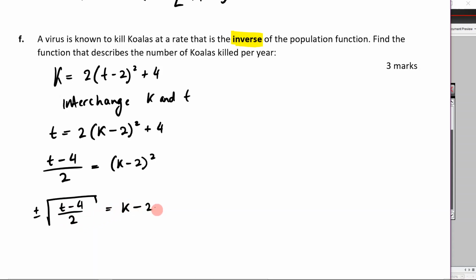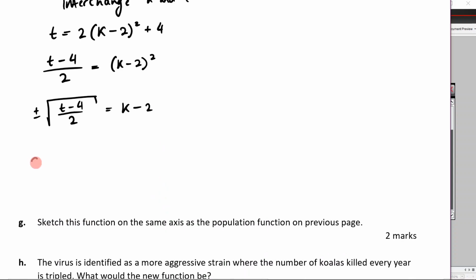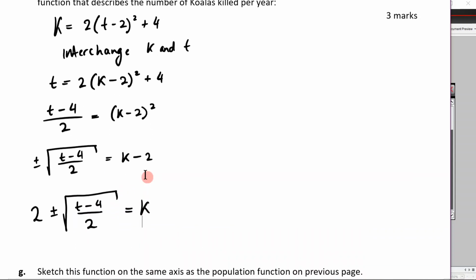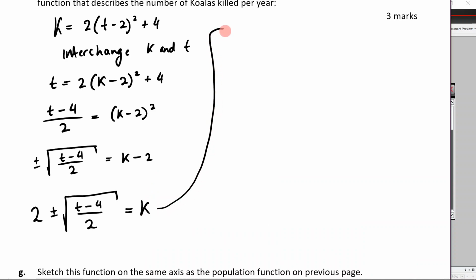Now I'm going to plus 2 to both sides, so I'm going to end up with 2 plus or minus the square root of (t minus 4) over 2 is equal to k. Now I'm just going to rewrite this. So I've got k over here. k is equal to 2 plus or minus the square root of (t minus 4) over 2. Now we have to figure out whether or not it's going to be plus or minus.